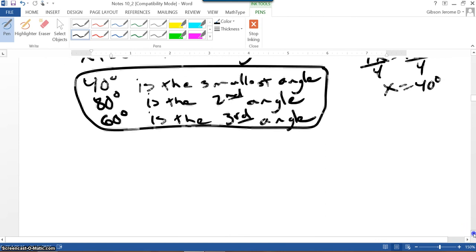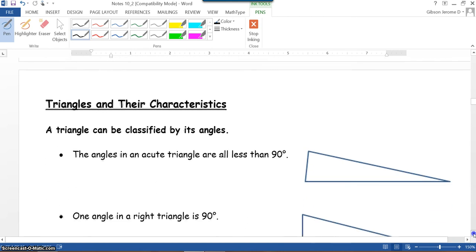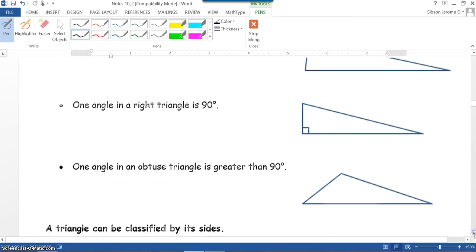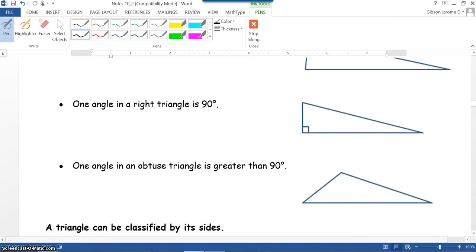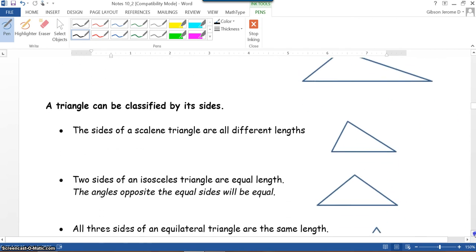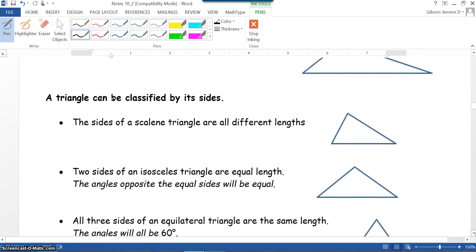Now, we move on. We add triangles and their characteristics. A triangle can be classified by its angles. The angles in an acute triangle are all less than 90 degrees. One angle in a right triangle is 90 degrees, and one angle in an obtuse triangle is greater than 90 degrees.